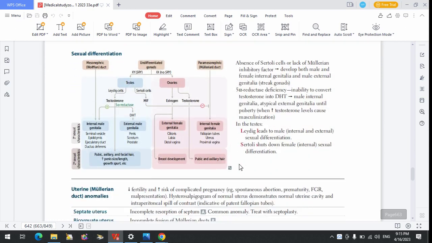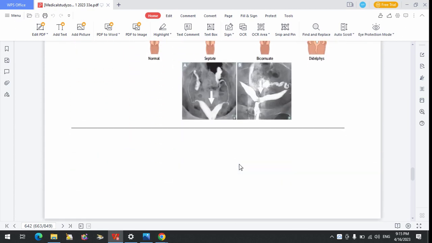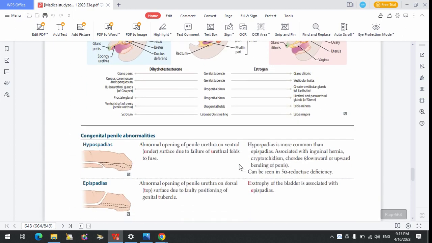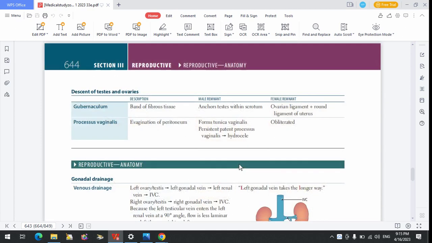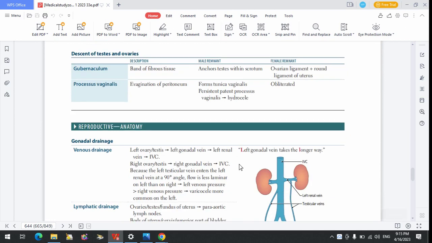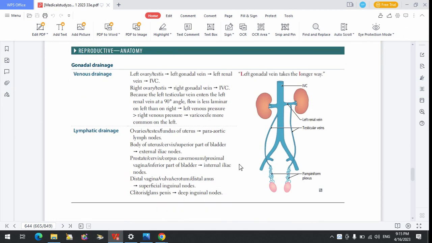So guys, I think that's all for today. We'll take it up from here, from the hypospadias. It's very simple. We'll take it up from the hypospadias, go to descent, then start with the anatomy.